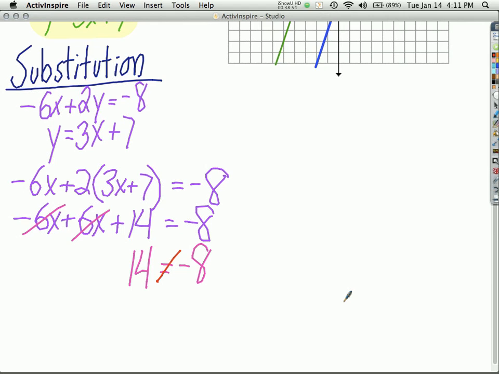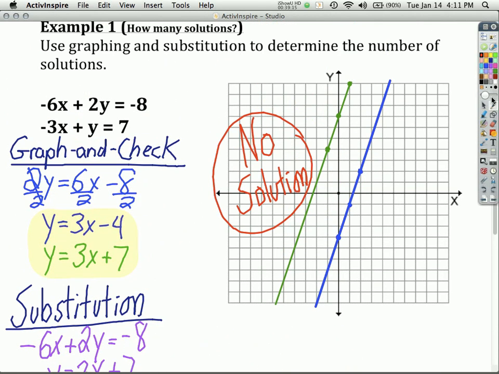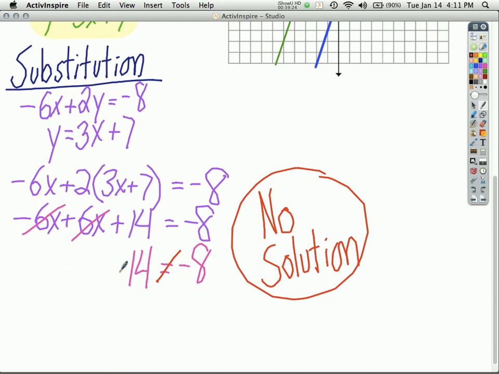And so what happens when we end up with something like that? What is that called? Timkai? No solution. Very good. So we've seen it represented in 2 different ways. We've seen it represented through the substitution method, and we've seen it represented through the graph and check method. Same result. We knew what was going to happen. We knew it was no solution already. But we wanted to be able to see this. This is the answer. This is the evidence. Okay? Comments or questions on example 1?